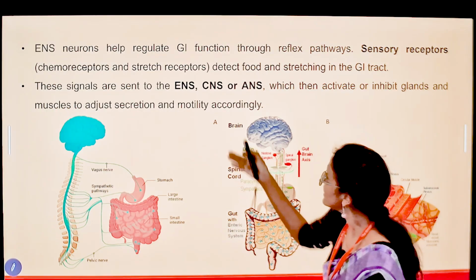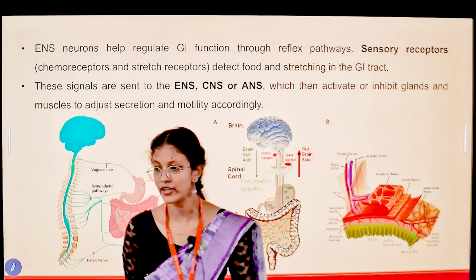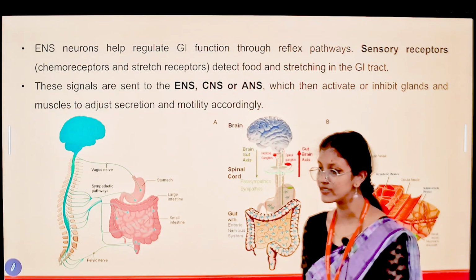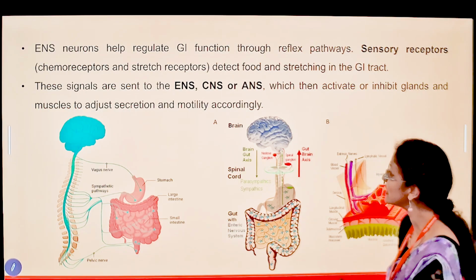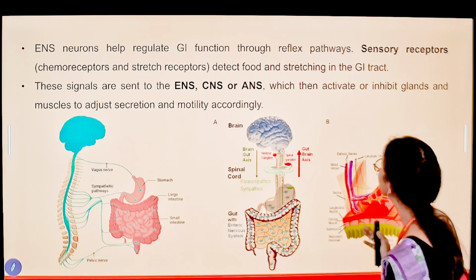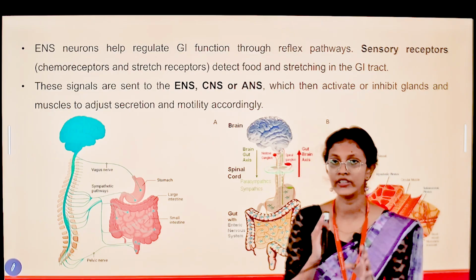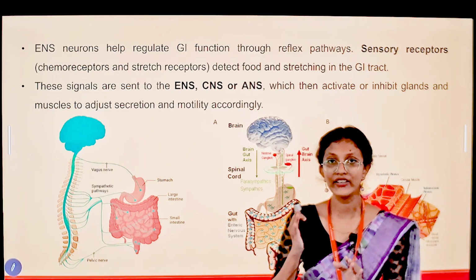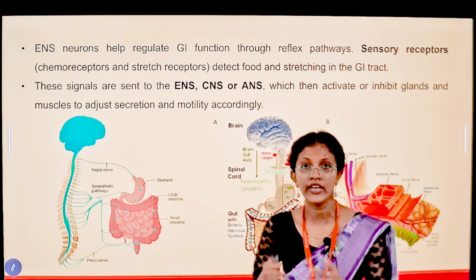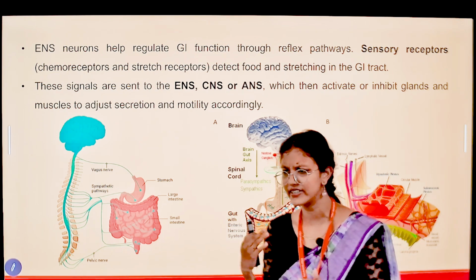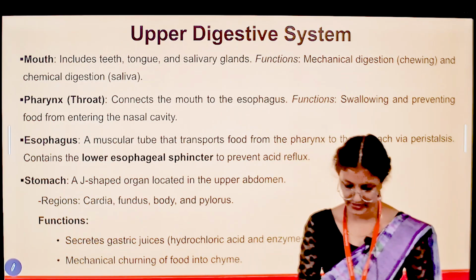So in the structure you can see the enteric nervous system, which helps regulate GI function through reflex pathways, with sensory receptors like chemoreceptors and stretch receptors detecting food and stretching in the GI tract. They detect everything, even if any chemical enters, and whatever changes happen or enter in your body, it detects and tries to resolve. And upper digestive system.